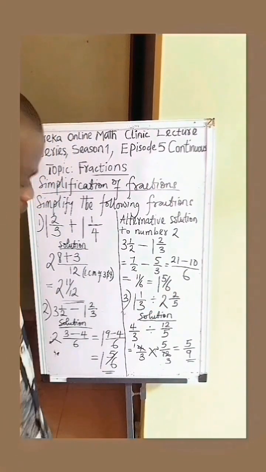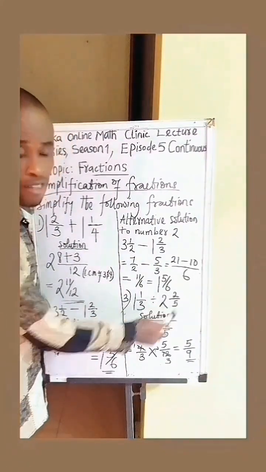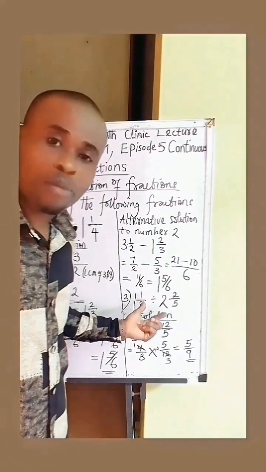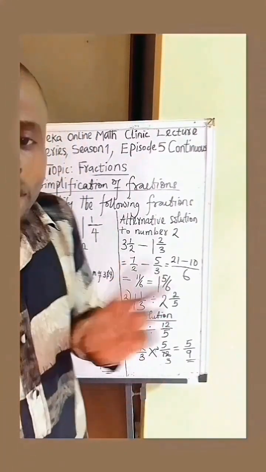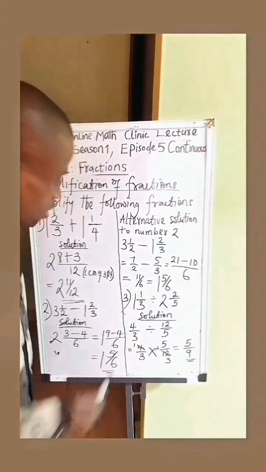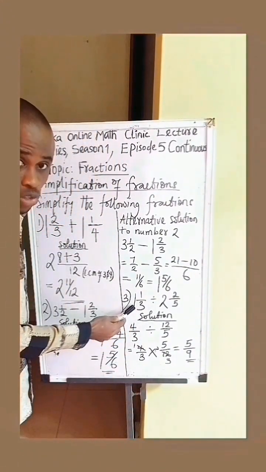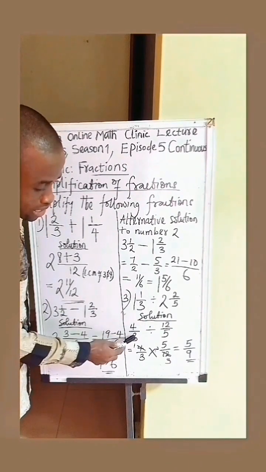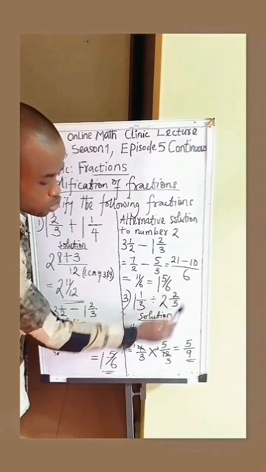Then the last one, 1 whole number 2 over 3 divided by 2 whole number 2 over 5. This is simplification of fractions by division. So in this case, what do we do? Don't look for LCM. You don't look for LCM here. Simply convert the mixed fractions to single fractions. 3 times 1 is what? 3. 3 plus 1 is 4. 4 over 3, divided by 5 times 2 is 10, 10 plus 2 is 12.